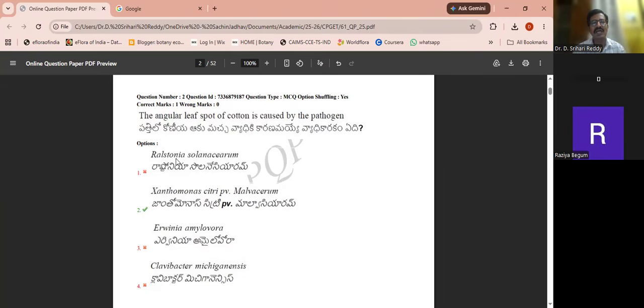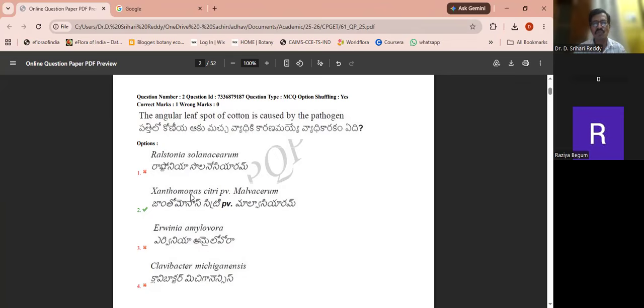Actually, this is the new name for Pseudomonas solanacearum, the bacteria which cause a disease in the Solanaceae family. Okay, stem rot disease. Stem rot disease in Solanaceae family members is caused by Pseudomonas solanacearum. The name is also changed here as Ralstonia solanacearum. So this is not the right answer.